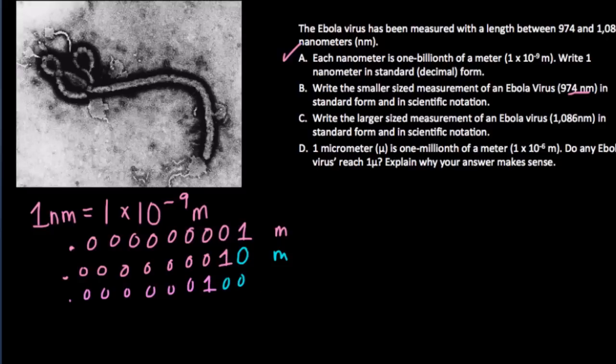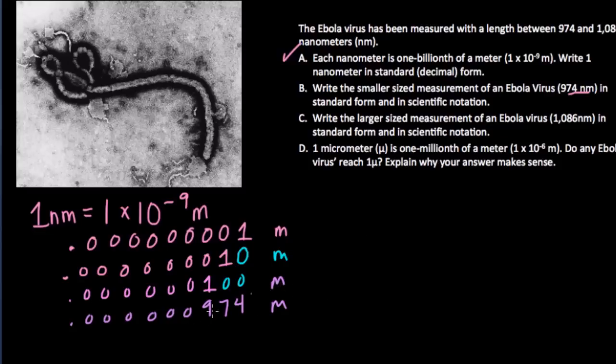Now 974 nanometers, which we're writing in meters, will just be the same idea as 100, but with a 974. That's what this looks like as a nanometer in standard form, 974 nanometers, if we write them in meters. So now, how would this be in scientific notation?